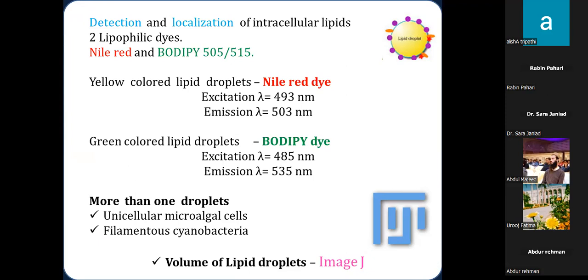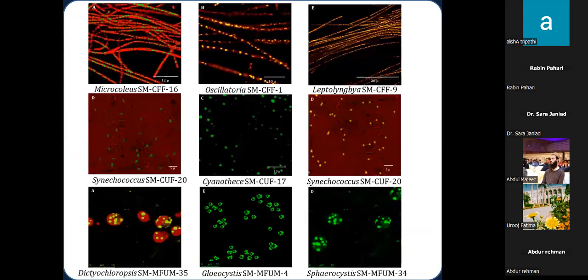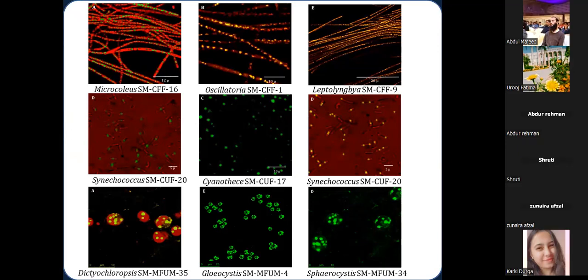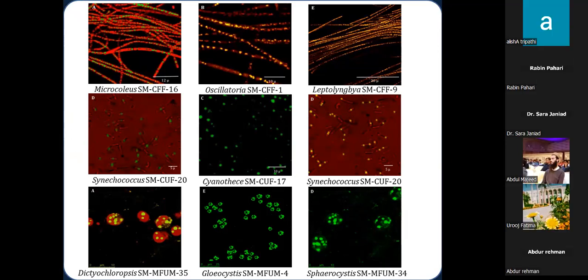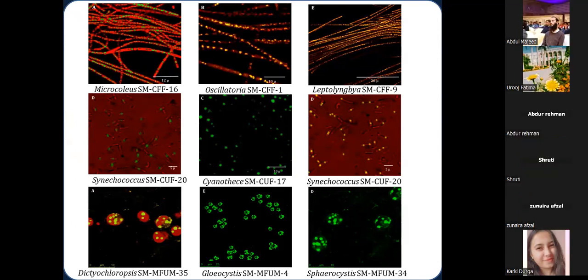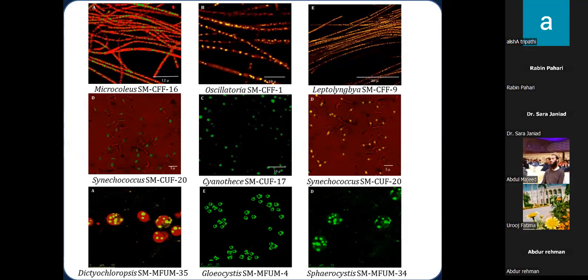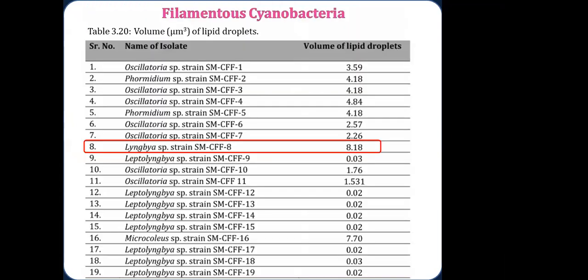The volume of the lipid droplets was also measured using the software known as ImageJ. So here are the results of the filamentous and the unicellular microalgal and the cyanobacterial strains. Here you can easily see that among these trichomes and the filaments, the yellow color is showing the lipids which are fluoresced by the Nile red dye. However, the green color is showing the fluorescence of the lipids via the BODIPY dye. So both dyes show different fluorescent colors for the lipids.